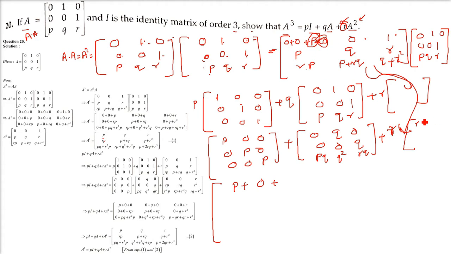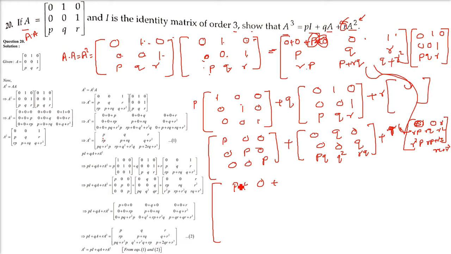So r into 0 is going to be 0 only. Then r into 0 again 0, r into 1 is going to be r. And then we have rp, and this is going to be rq, and this is going to be r square. This is r square p. Then rp plus r square q, third thing I am writing here, rq plus rq. Now I am adding p plus 0, p plus 0 plus 0.